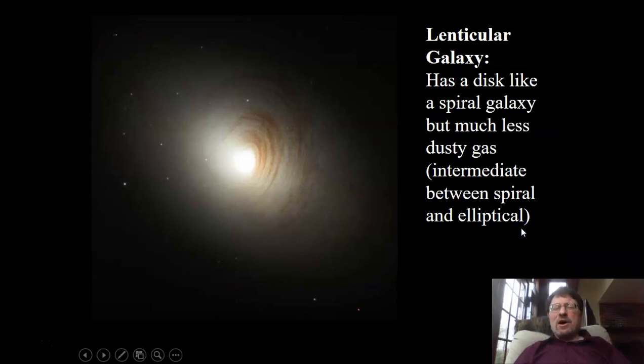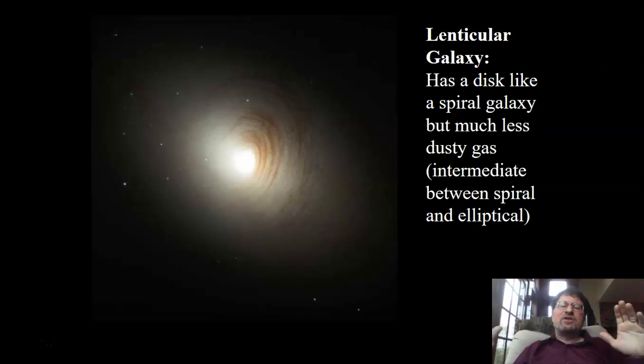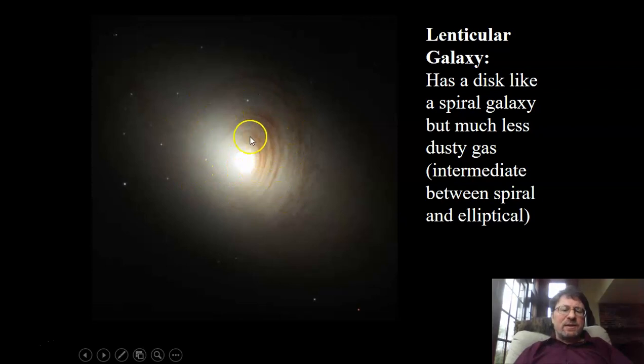Lenticular galaxies are kind of a fourth class of galaxies, if you will. They are intermediate. They are between spiral galaxies and elliptical galaxies that we're about to discuss. They do have a disk component like spiral galaxies, but they don't have well-defined spiral arms that wind as you go outward. They also have less dusty gas in them than your typical spiral galaxy. And so here you can see there is some gas indeed in these lenticulars, but they don't follow that spiral arm pattern like in a typical spiral galaxy.